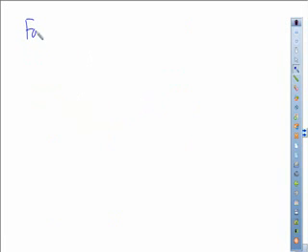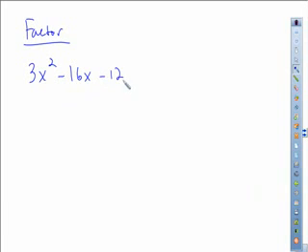All right. Let's say we need to factor 3x squared minus 16x minus 12. Okay, let's look for a GCF. So is there a GCF? Can we take anything out? No, it doesn't look like we can take anything out.